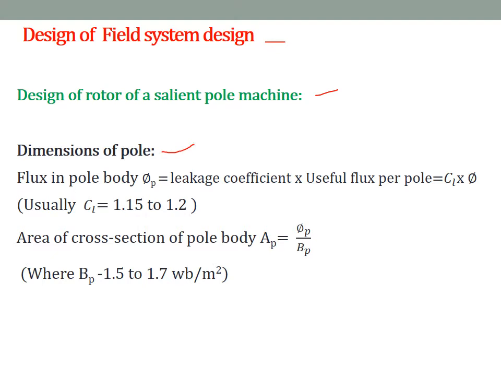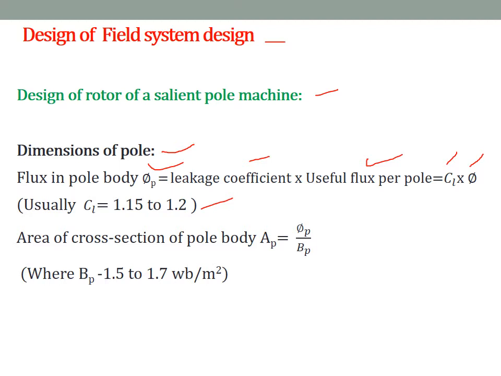Flux in the pole body Φp is equal to leakage coefficient times useful flux per pole. Here Φ is the useful flux per pole and this is the leakage coefficient. In the pole body, all the flux will not reach the air gap, so some leakage flux will be there. So you have to multiply, and it will be more than 1, that is CL is equal to 1.15 to 1.2.